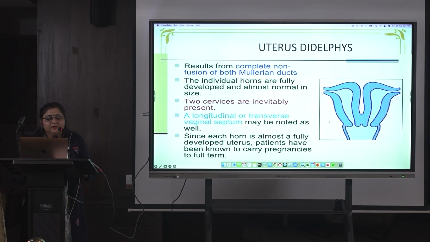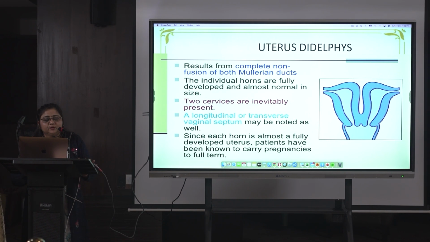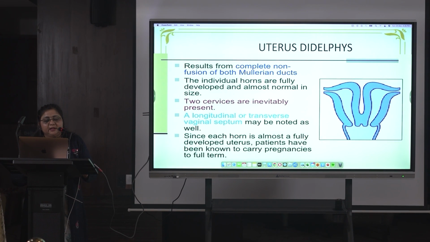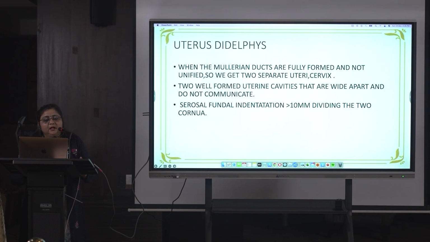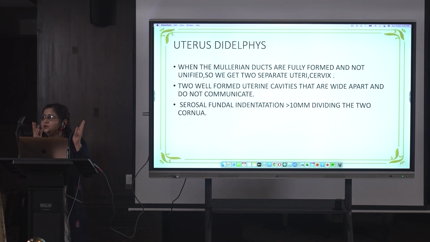So coming to uterus didelphys, this we know, complete non-fusion, two cervices are seen and vagina can be single or it can be double. It can be unicollis or it can be bicollis. Since each horn is almost a fully developed uterus, patients are known to carry pregnancies till term. And when the Mullerian ducts are fully formed, we will get all these, and two well-formed uterine cavities that are wide apart and do not communicate with each other. Like in bicornuate uterus, the cavities communicate at the cervix. So in didelphys uterus, they are not communicating because there are two cervices.